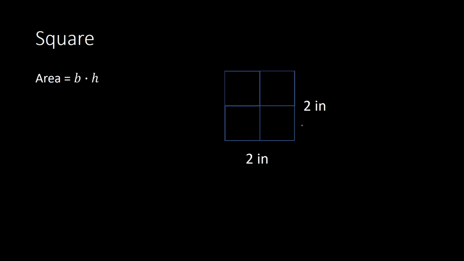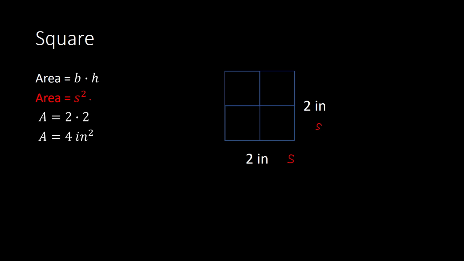So instead of taking base times height, because they're the same, what I can do is I can say, okay, we know one side is 2 inches. So if we take the side times another side, that's going to give me the area of the square. So instead of base times height, we can think of this as side times side, or side squared. So the area of a square, we could use the base times height, or we can think of this as side squared. So we know one side is 2 inches, so we take 2 squared, or 2 times 2, which would give me 4 inches squared, or 4 square inches.